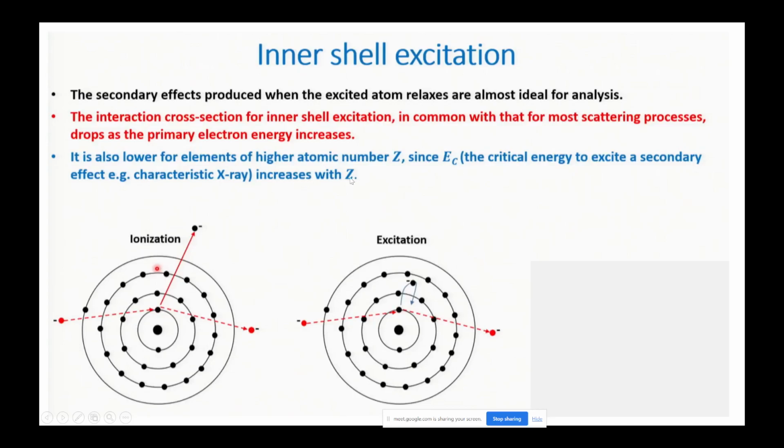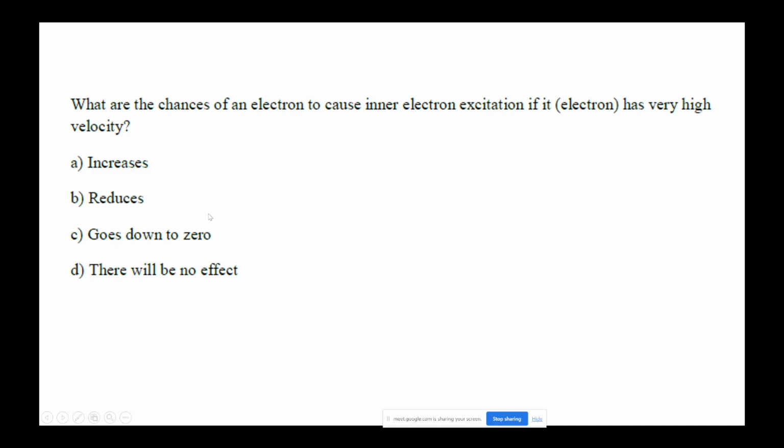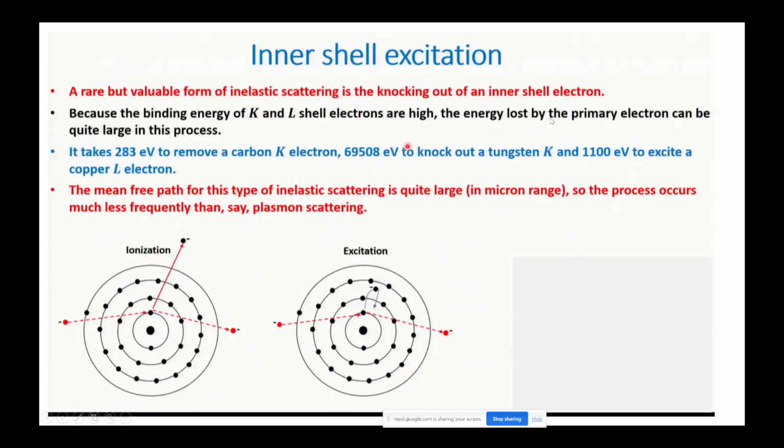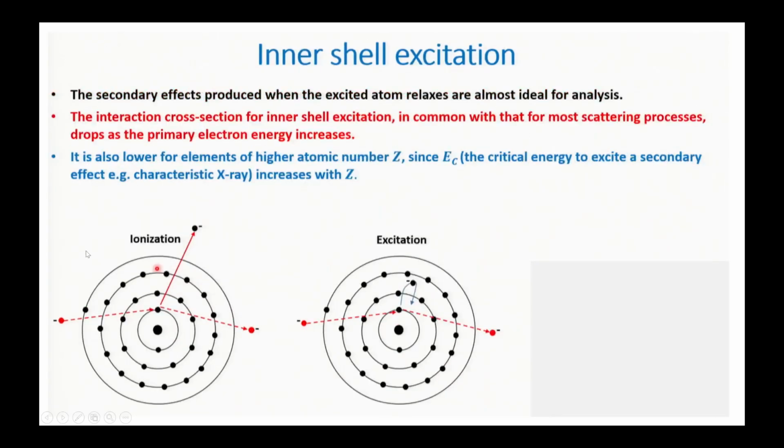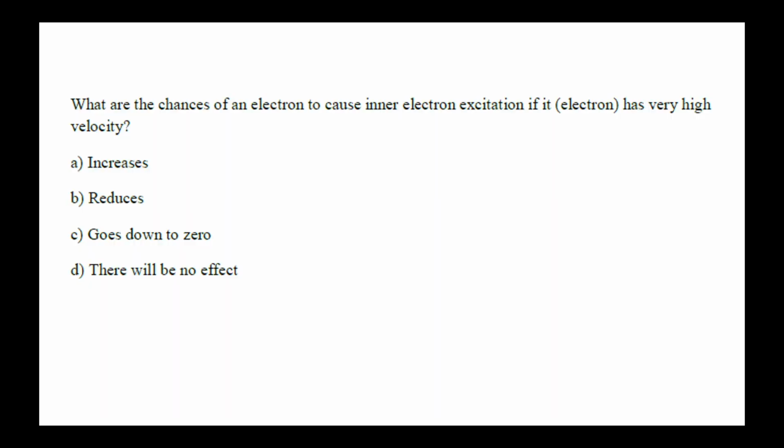Okay, which increases with the jet. So here it is mainly saying, the question was the chances of an electron to cause inner shell electron excitation if the electron has a very high velocity. So when the electron is coming at a very high velocity, it will knock off the inner shell electron because it has the energy. Okay, it is coming from the high velocity, so it is more likely that it can knock out the inner shell electron, so the chances are increasing.